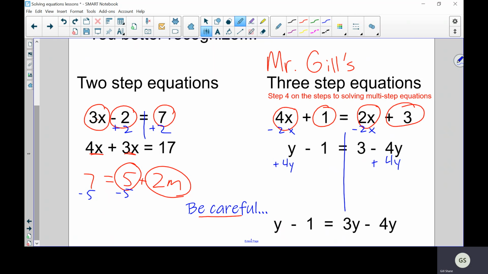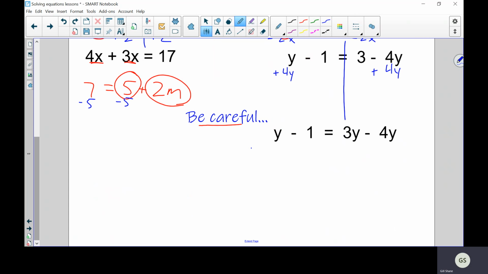So what's wrong with this one? Is this a 2-step, a 3-step, or something else down there? Is that 2-step, 3-step, or something else? I'm talking about this one right here. Is that 2-step, 3-step, or something else? It sure looks like this. Why is somebody saying something else?